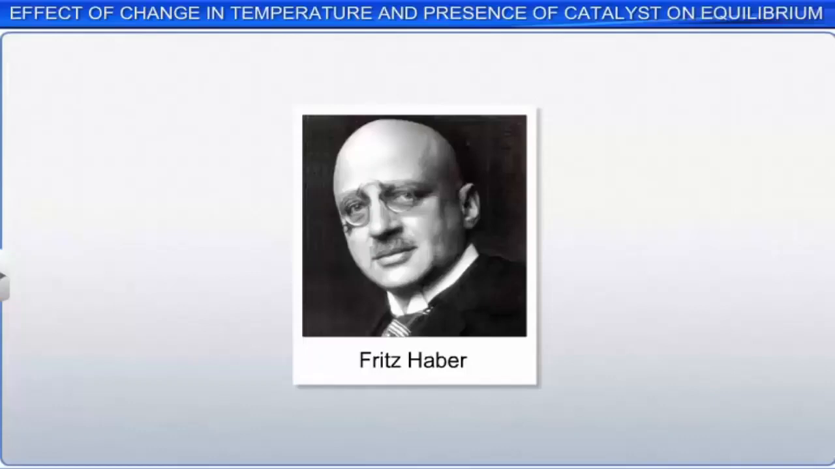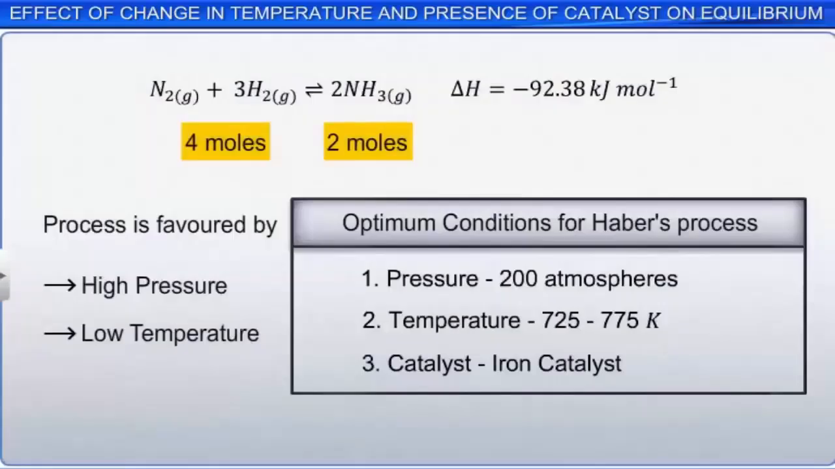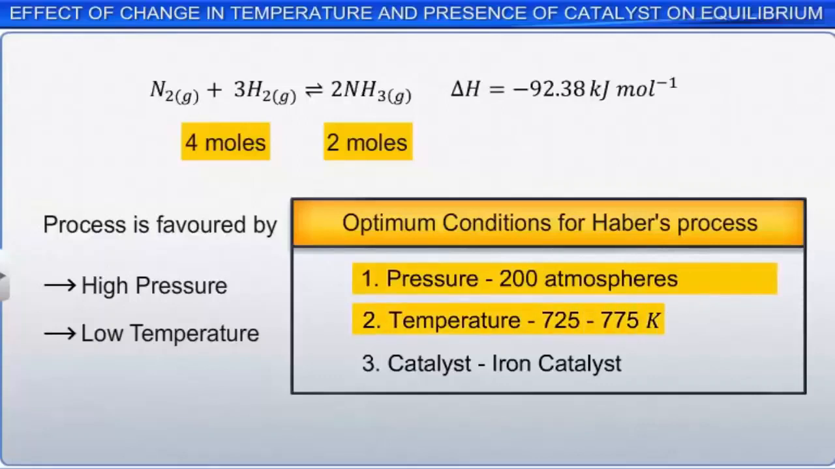Thus, the optimum conditions for the industrial method of the synthesis of ammonia by Haber's process are a pressure of 200 atmospheres, a temperature of 725 to 775 Kelvin, and an iron catalyst to speed up the reaction.